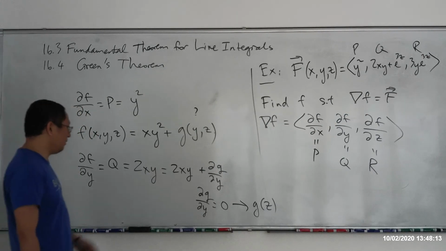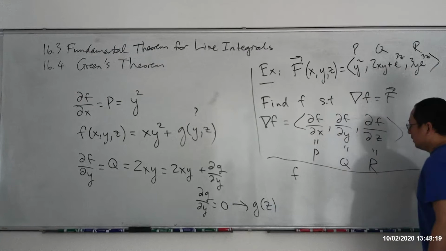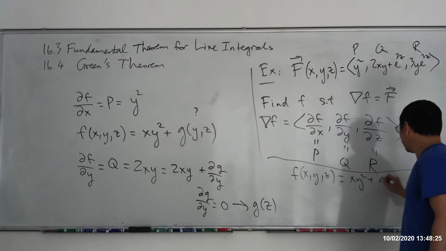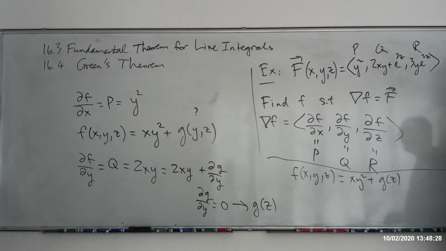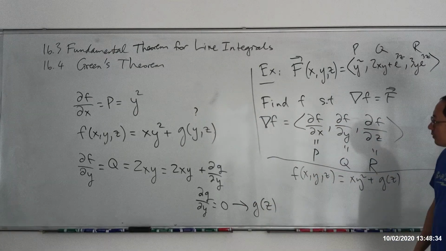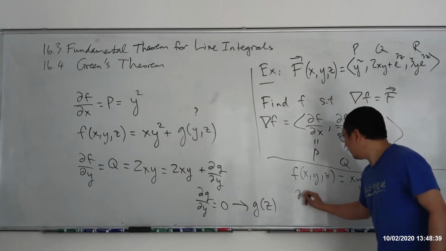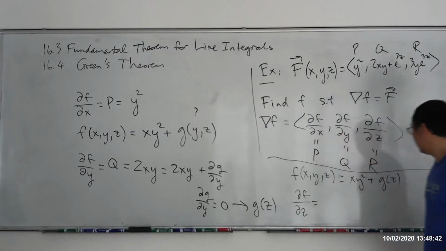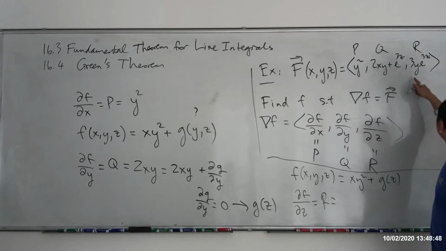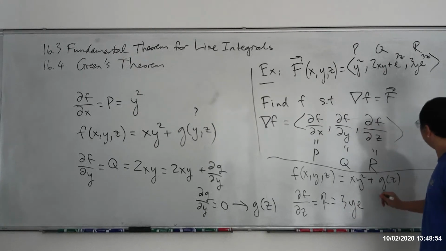Okay? So now, with that much information, I can rewrite my function f. f of x, y, z as x y squared plus g of z. I know that there's no y in that function g right here. Okay? And that's what I get from the second one, from second derivative, df over dy. Now I'm going to move on to the third one. df over dz. Okay? I'm going to integrate this, right? This is what, r right here, which is 3y e to the 3z, I think.